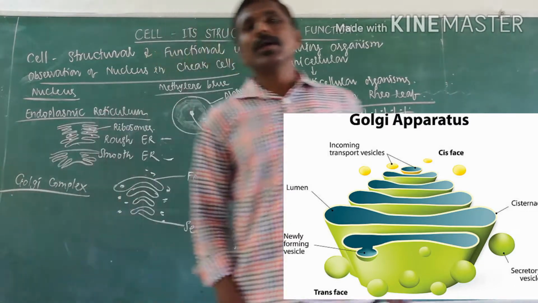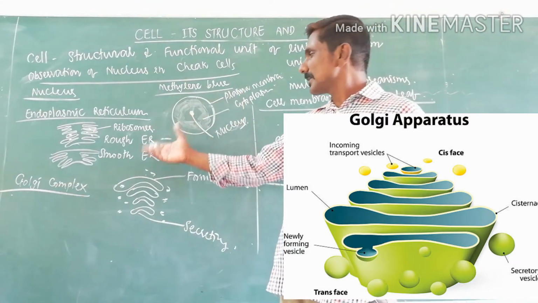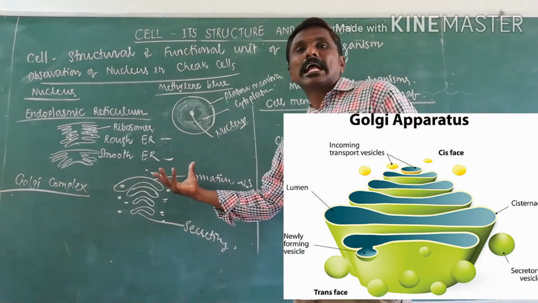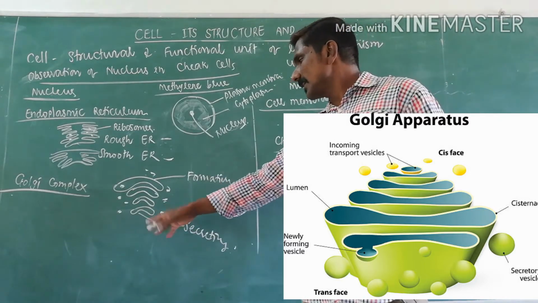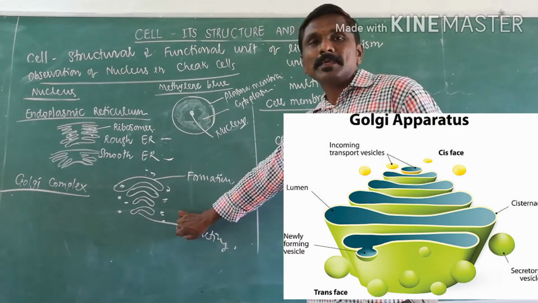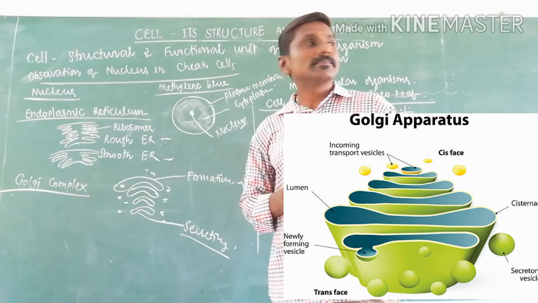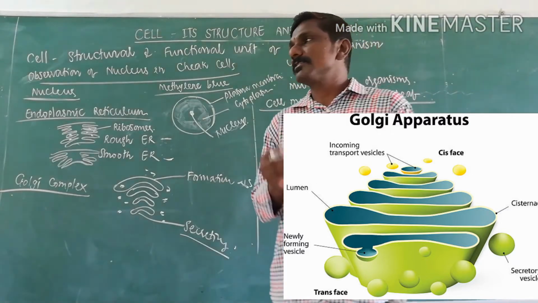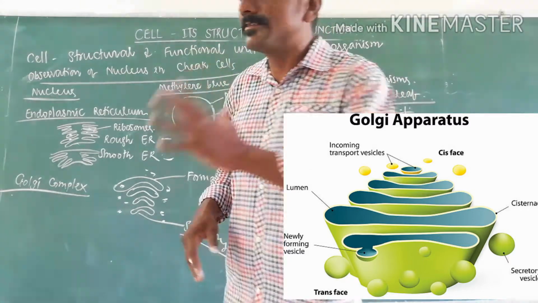Here, the material synthesized in the endoplasmic reticulum is collected by the convex formation end, whereas it is secreted or transported from the concave end. This is called the secretory end. So the Golgi complex is a main organelle of the cell which does the packing and transport of various materials across the cell.